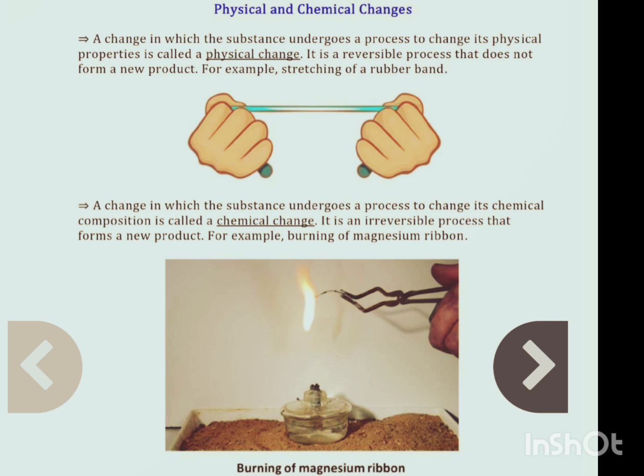These are the differences between physical change and chemical change. Physical change means the change is visible, and it is reversible and does not form any product. Example, a rubber band. A chemical change is a change in which the chemical composition changes. It is an irreversible process, a new product is formed, and the example we are using is the magnesium ribbon.